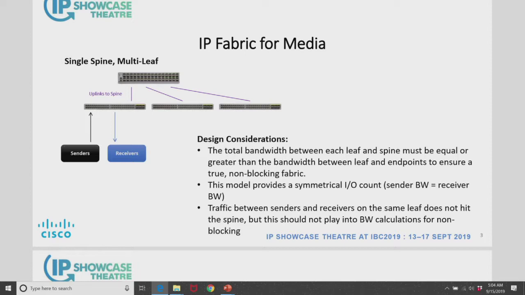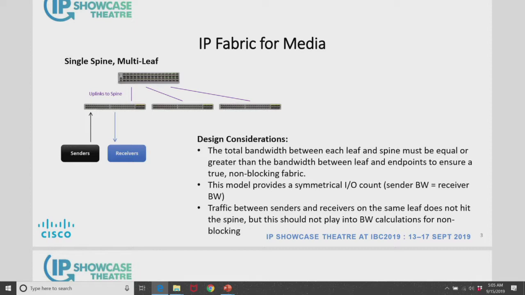One consideration was to go with a single spine, multiple leaves. They started with that, and the number of spines and number of leaves is driven by the I/O. We wanted to do a 10,000 by 10,000 router. Roughly, if I remember correctly, the target was a 10,000 by 10,000 matrix to reflect into spine leaf. So one option was to connect the senders and receivers to the leaves and then have a single spine.